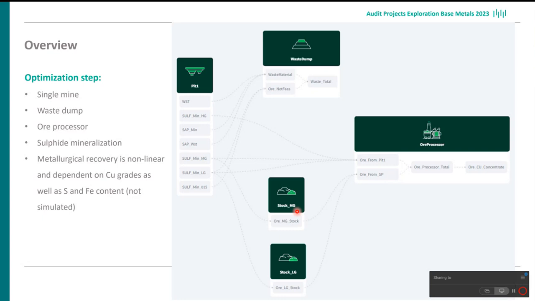So material can flow from the pit directly to the processor or to the stockpiles and so on. Something that is interesting here is that both metallurgical recovery and the quality of the products depend on the simulated copper grades, but also on other elements such as sulfur and iron content. These we haven't had the opportunity to simulate, so we are using the estimated values. But this is something we wanted to expand in future work.